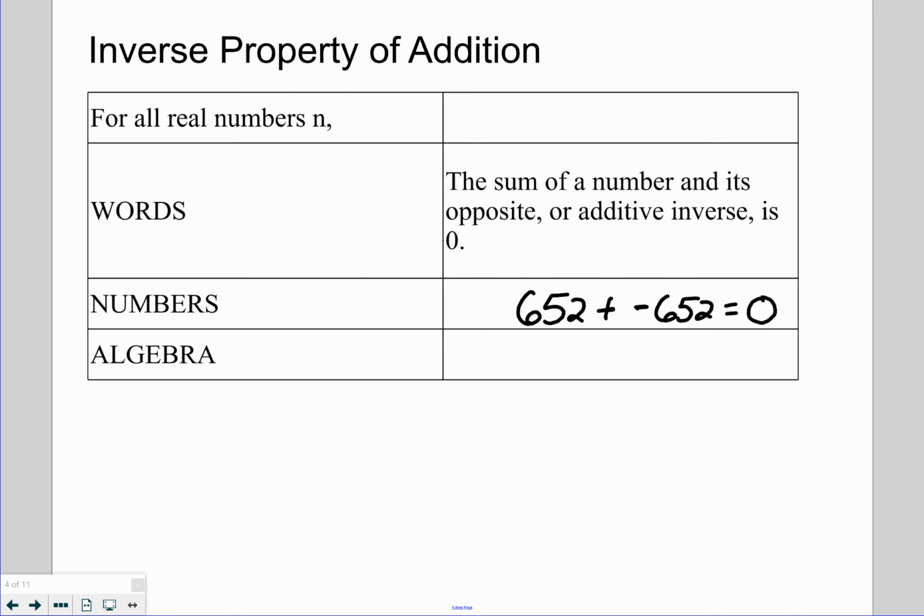All right, algebraically, let's go with P for Pearl. P plus the opposite of P is 0. Any questions on the inverse property of addition? Nope, feel good, awesome, love it.